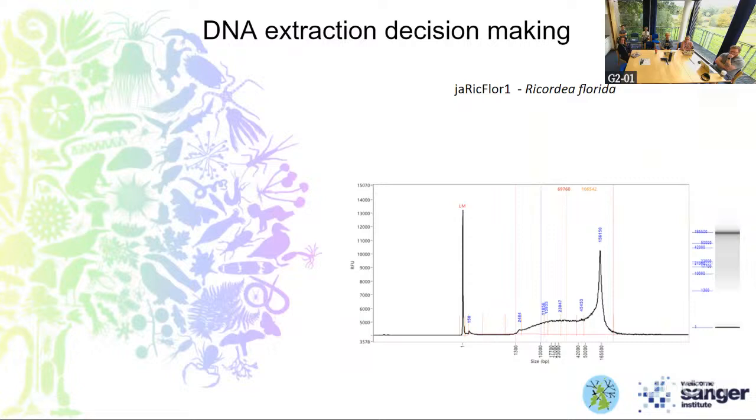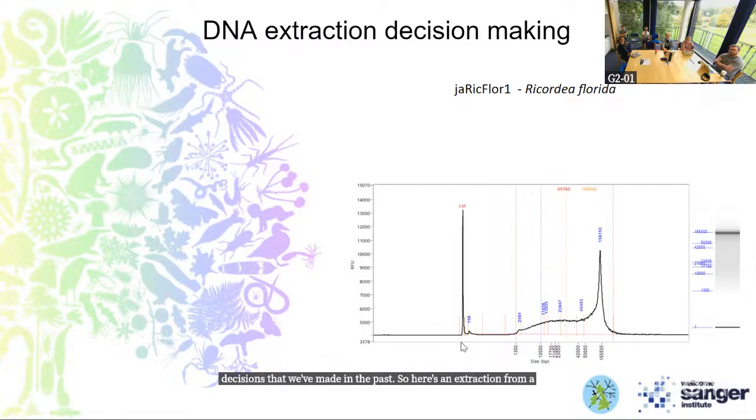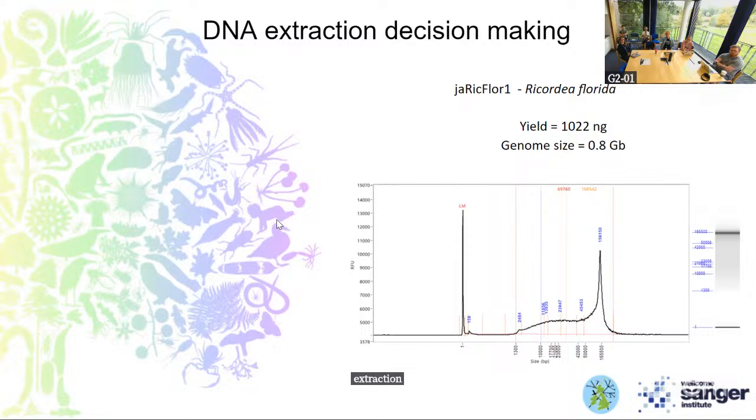So here are some examples of decisions that we've made in the past. Here's an extraction from a coral, a nice, strong, high molecular weight band peak here, but then also some degraded DNA. Most of our DNA is above 50 kb. So all in all, a good looking extraction profile. The yield of DNA is 1,022 nanograms, and the genome size is 0.8 gigabases. So for us, we would move forward into PacBio standard library prep for this extraction.